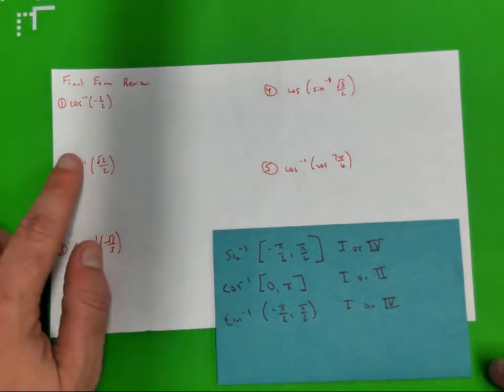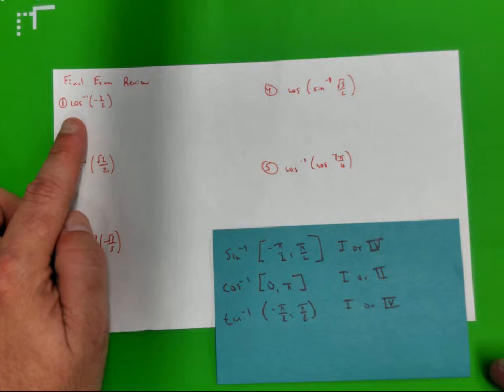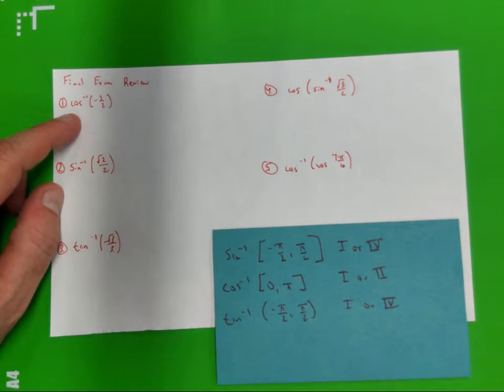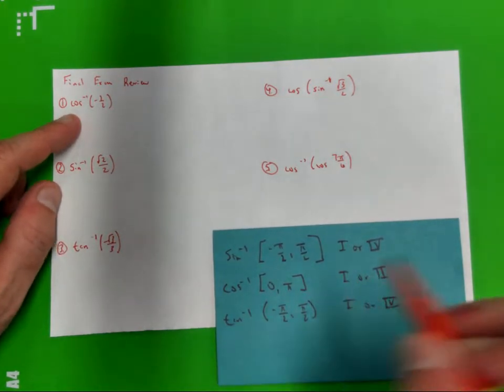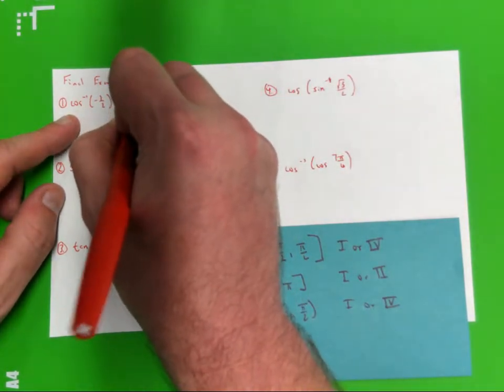Alright, so looking at number 1 here, the arc cosine of negative 1/2. We have to think, what family has an x value of 1/2? Well, that's pi over 3. It's negative, would it be in quadrant 1 or 2? 2. So what pi over 3 family member lives there? 2 pi over 3 would be your answer.